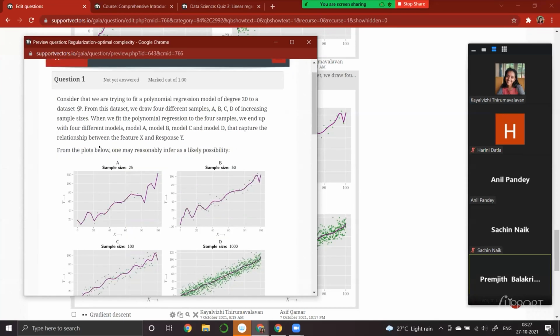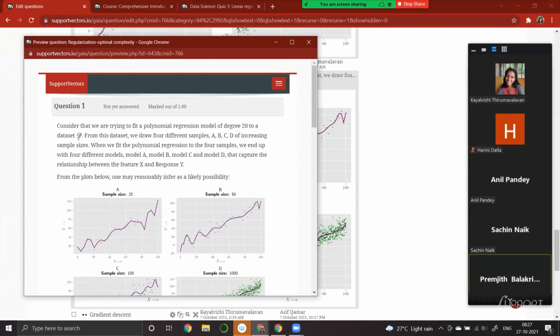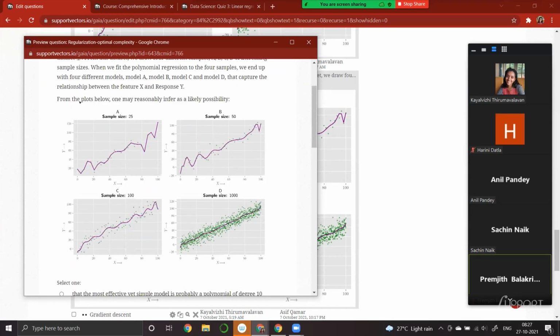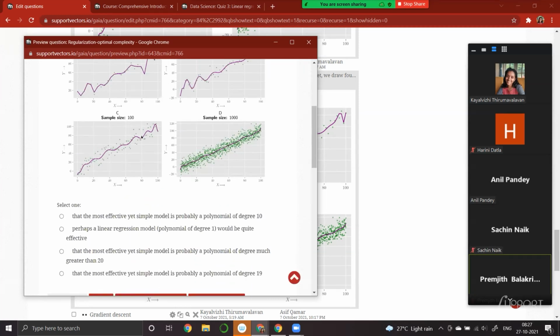So yeah, and the last one. Now this is the same question, and what we are asked is, from the plots below, one may reasonably infer what we need to do to the complexity. That the most effective yet simple model is probably a polynomial degree of 10. That's quite random. That's not true. Perhaps a linear regression model, a polynomial of degree 1, would be quite effective.